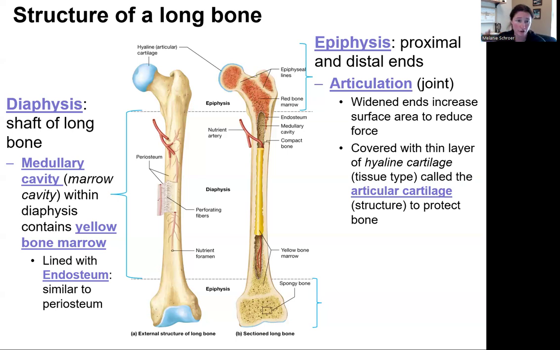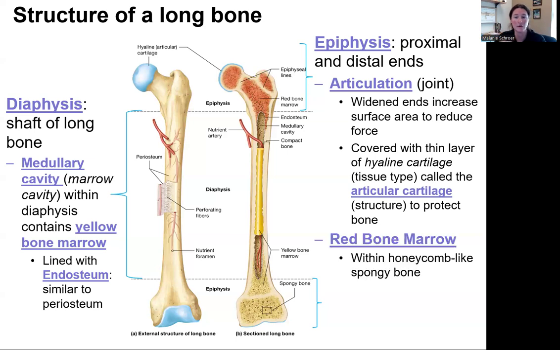And the structure, right, like where is the structure? The structure is called articular cartilage, right? So those two get confused a lot. So hyaline is the tissue, articular is the structure.